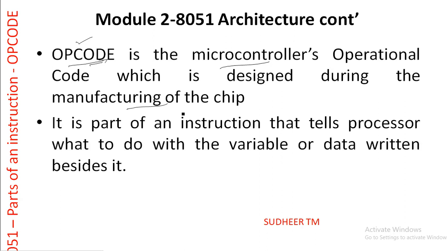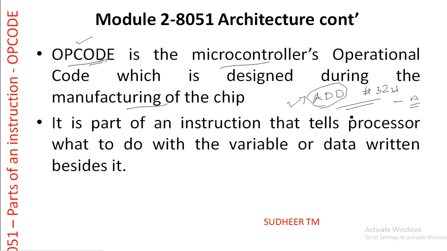So the operation code is the part of an instruction that tells the processor what to do with the variable written beside it. For example, if we have the instruction ADD #32H, this is an instruction to the 8051 microcontroller. ADD is a mnemonic, called the opcode, indicating to the microcontroller to add the number 32H. Where to add? It is to the accumulator, which is hidden. So ADD is called an opcode, the part of the instruction that tells the processor what to do.